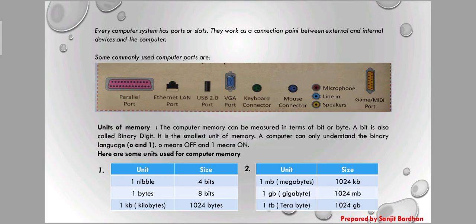Now here is a chart of unit and size. First is 1 nibble, that means 4 bits. 1 byte is 8 bits. 1 KB means kilobyte, 1024 bytes. 1 MB means 1024 KB. These are the units and sizes of data. You can learn it from your book.